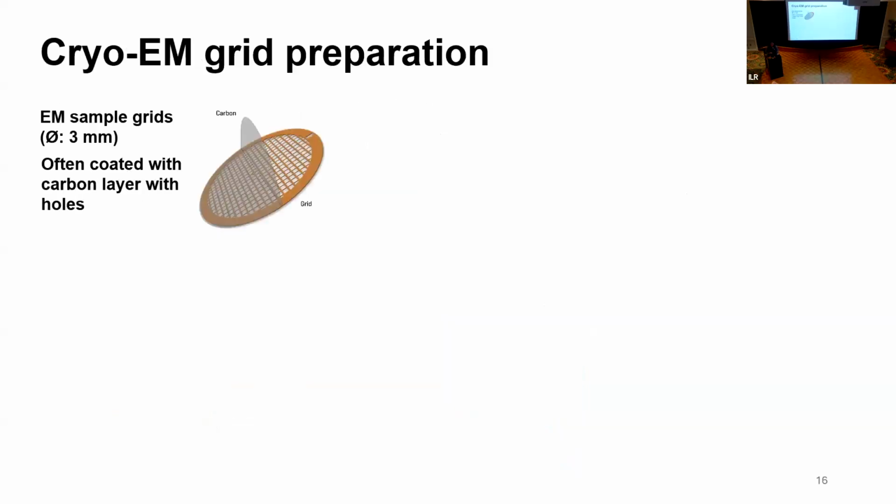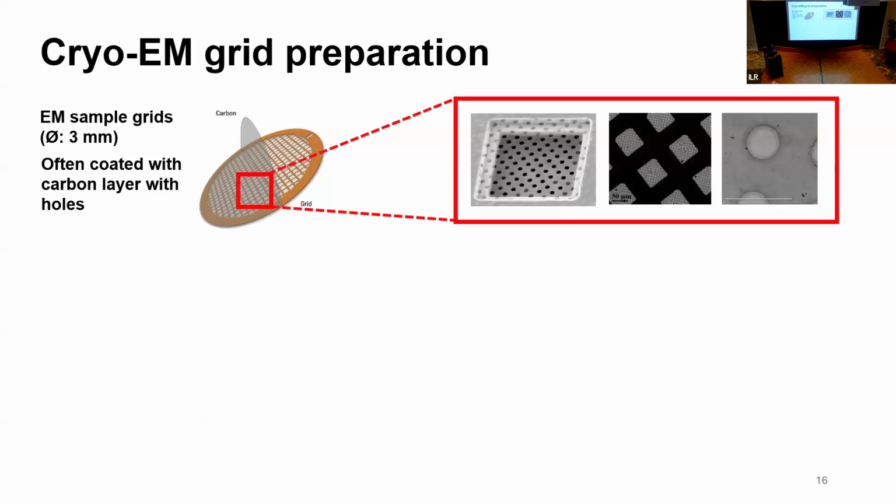Right, so I'm going to go step by step through what those steps are. The first thing is a grid, which is often coated with a carbon layer with holes. This is what our sample is going to go onto before it's shot by the electron beam. Here's a close-up to see those small holes, and the small holes are there to help suspend the sample, which is usually in liquid.